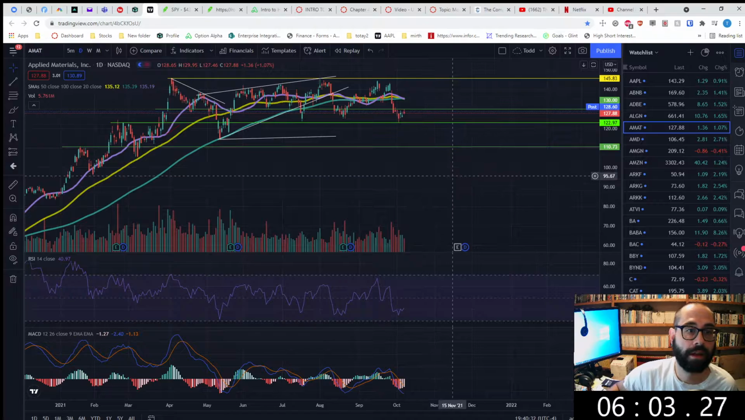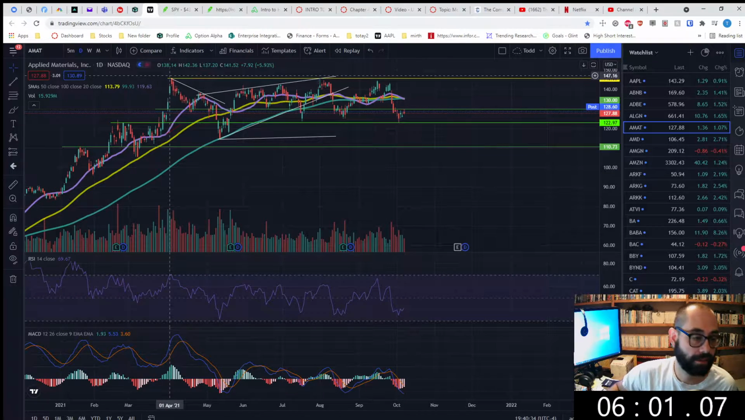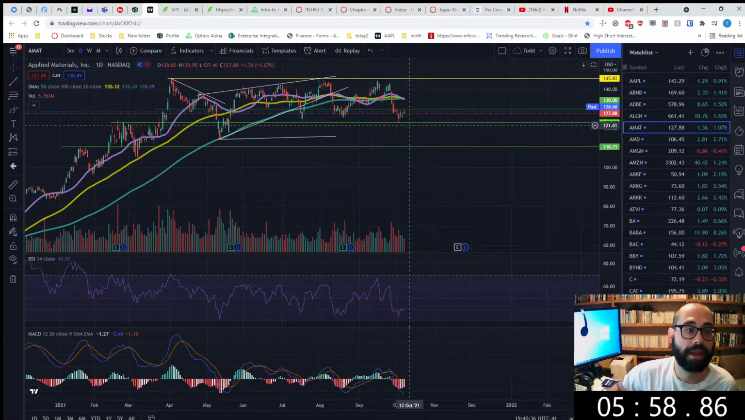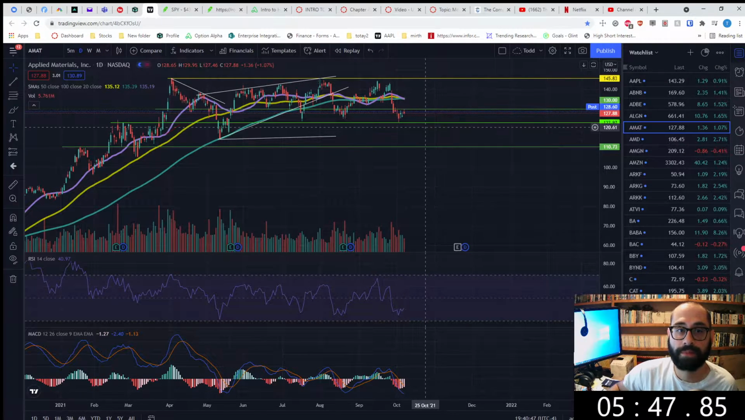AMAT in a channel back here since April, and at the bottom end of the channel, but has had great support here before. MACD and RSI look great, so AMAT from my perspective here is a good entry if your strikes are below 123.